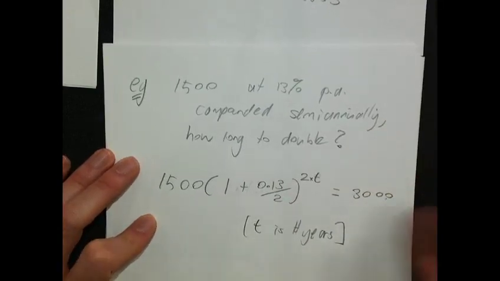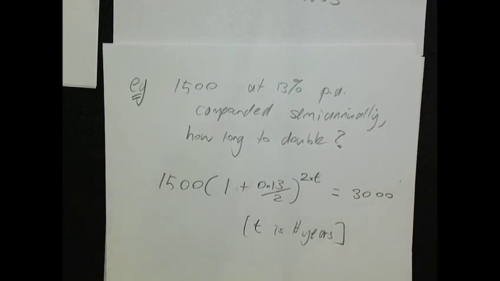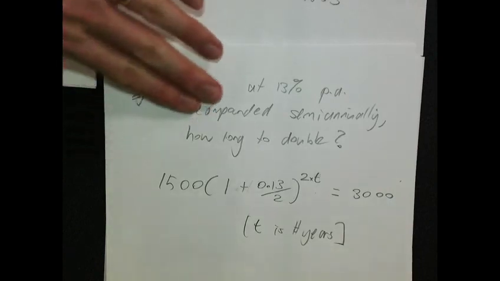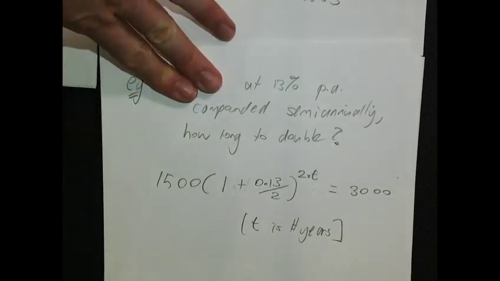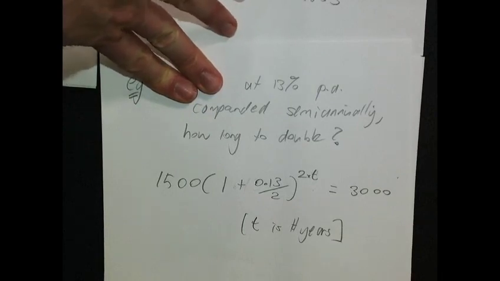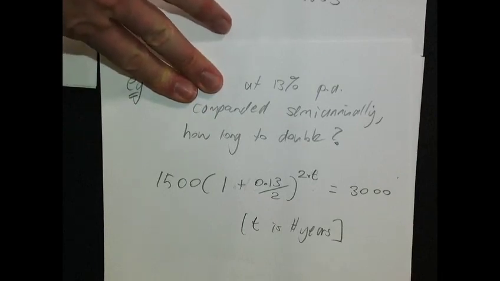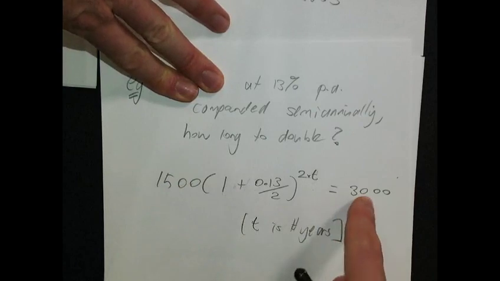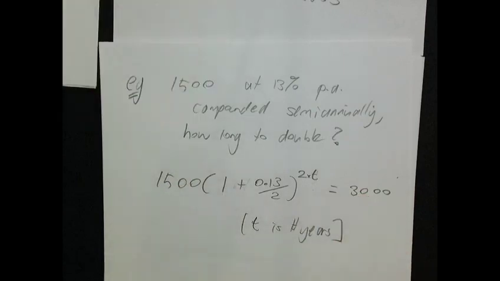Note that even if they didn't tell you what the amount was, you could still do it. If they just didn't tell you what the amount was, some amount is done at 13% per annum, how long does it take to double? You would just say P, and this will be 2P. And then the P's will cancel and it'll all work anyway.